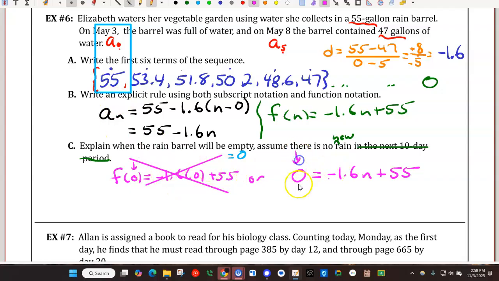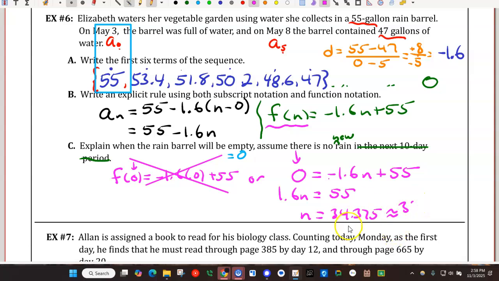Where over here it's saying, well, no, f of n equals 0, which stands for how much rain is left in the barrel. So if you solve that, that gives you how many days? So 1.6 into 55 is, thank you, 34.375. So approximately how many days does it take? About 34 or 35.